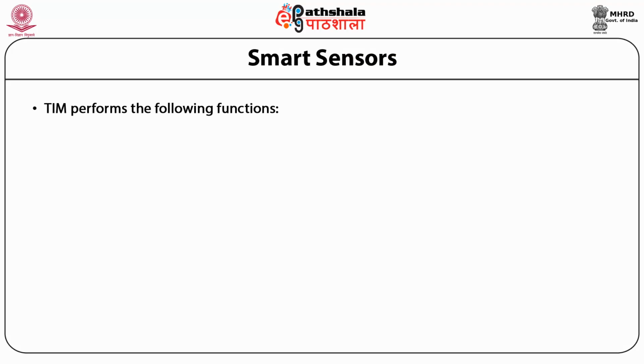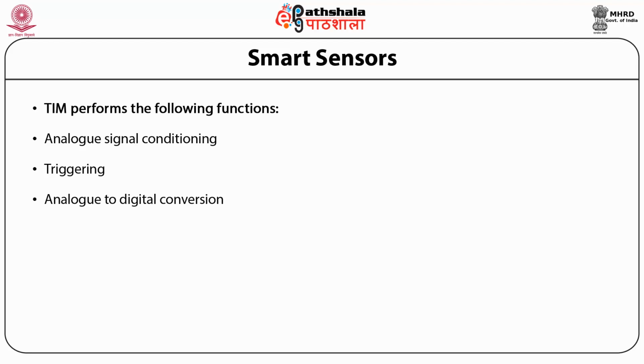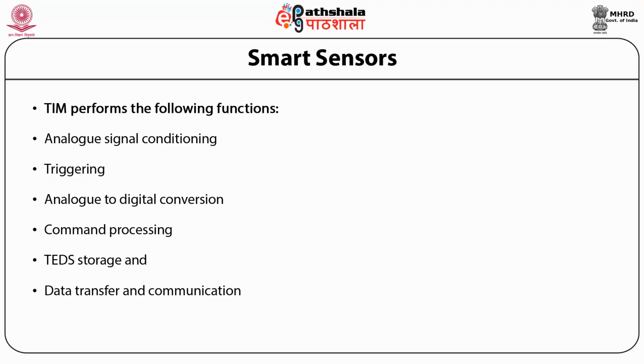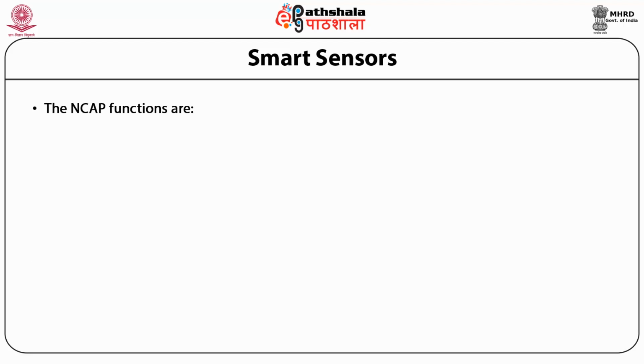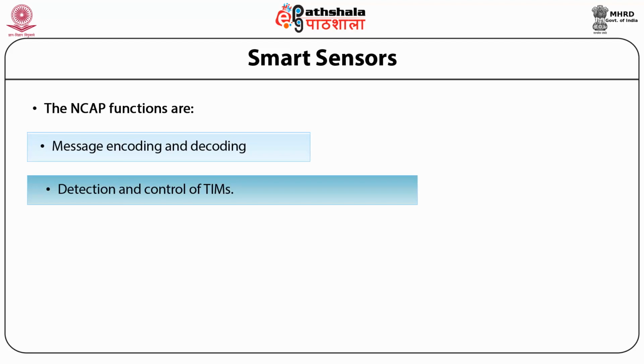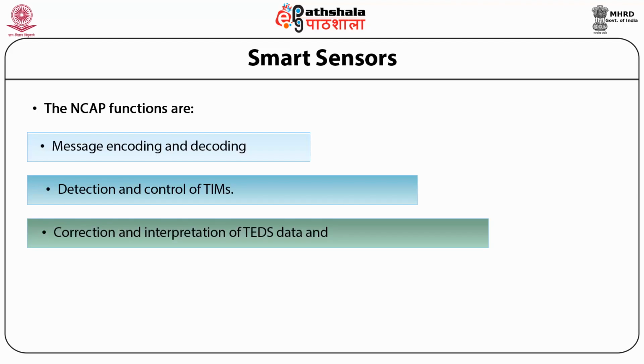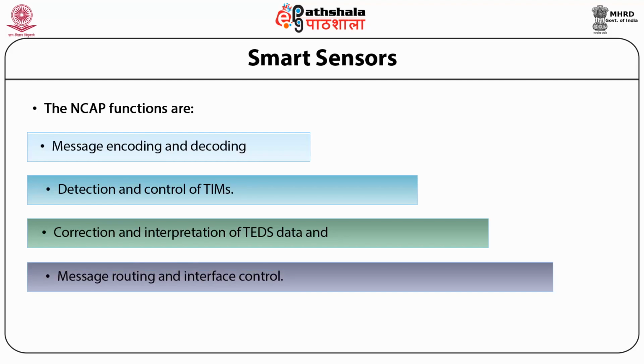The transmitter interface module performs the following functions. First, analog signal conditioning. Second, triggering. Third, analog to digital conversion. Fourth, command processing. Fifth, TEDS storage. And sixth, data transfer and communication. The functions of the network capable application processor are: first, message encoding and decoding; second, detection and control of transmitter interface modules; third, correction and interpretation of TEDS data; and fourth, message routing and interface control.